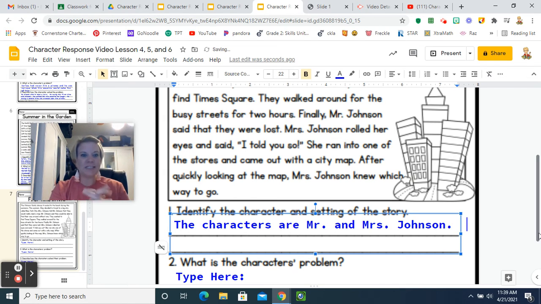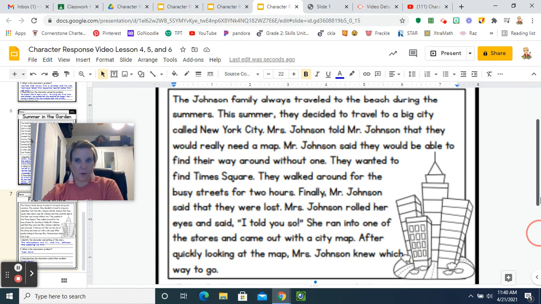Okay. What's the setting of the story? Remember, setting is when and where a story takes place. That's right. The setting is New York City. I'm going to put the abbreviation since that's what it says on the story. So New York City. All right, so let's go back up and we're looking for the character's problem or the challenge. Okay, so look closely and then I want you to tell someone what the problem is and I will wait for you.